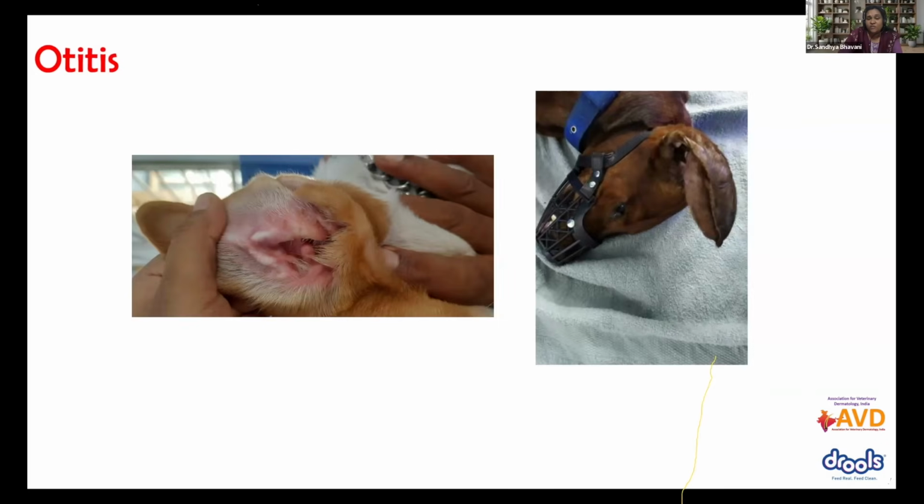And if there is severe itching, it can lead to an aural hematoma. Mainly these are present along with other disorders. Along with other disorders, this otitis is present.